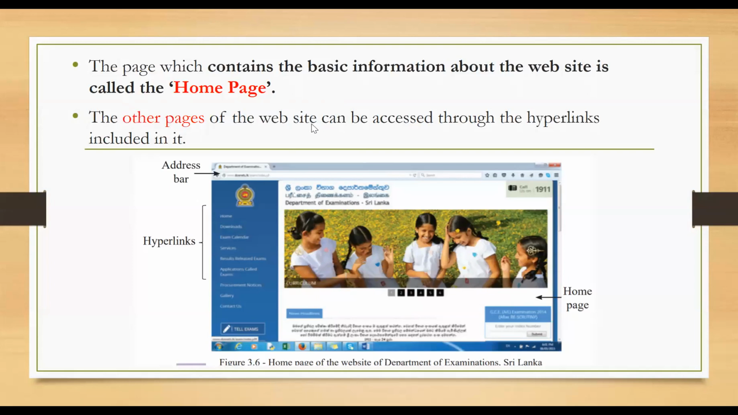The other pages of the website can be accessed through the hyperlinks included in it, right? You can see that one of the example of the home page here. This is the Department of Examination, right? You're supposed to go through that in next year, right? Okay, so you can see the address bar here, right? So no need to explain, those are very familiar with you, but here this is the one of the home page, right? Can see, right, there are a lot of hyperlinks to the other pages, right? Okay, and what else, right? Okay, right, let's move to the next.